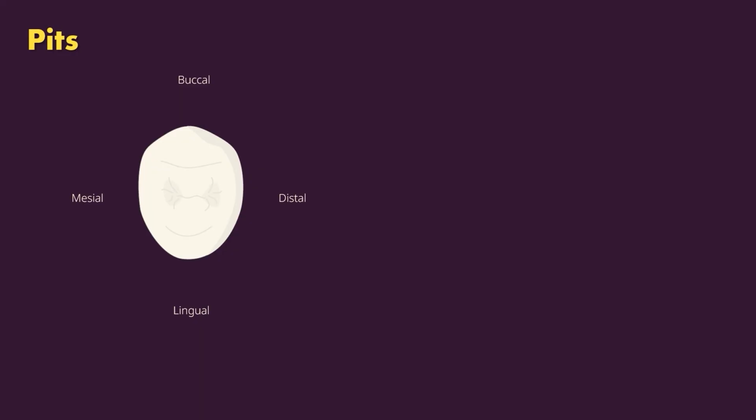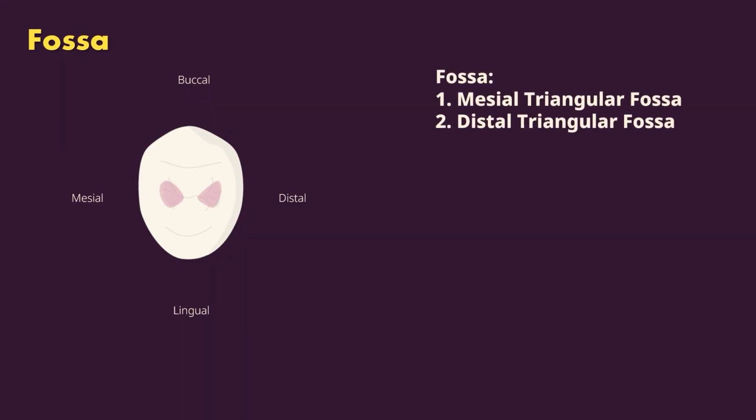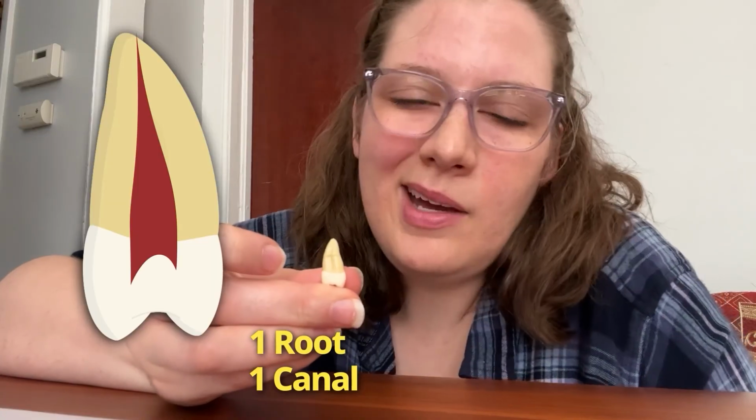For the maxillary second premolar, there's a pit at either side of the central groove, the mesial pit and the distal pit. The maxillary second premolar also has 2 fossa, the mesial triangular fossa and the distal triangular fossa. They're triangular in shape, like the name indicates. They're located on either side of the central groove. The base of their triangle shape is along the marginal ridges, and the sides of the triangle follow the grooves towards the mesial and distal pits. The maxillary second premolar has 1 root, and that 1 root has 1 canal. And that's everything you need to know about the maxillary second premolar.